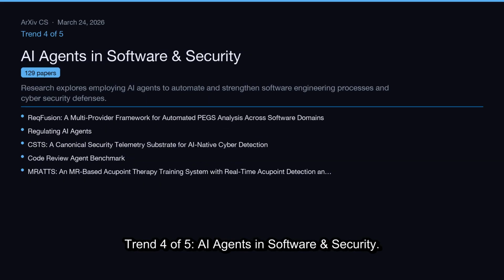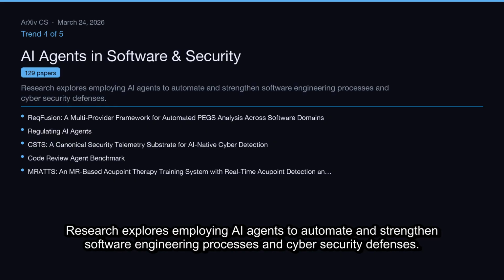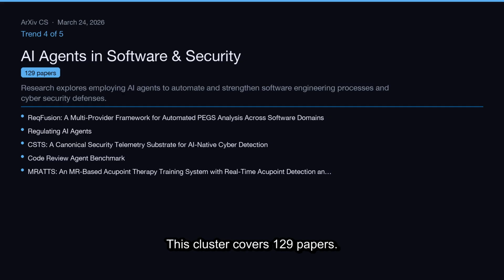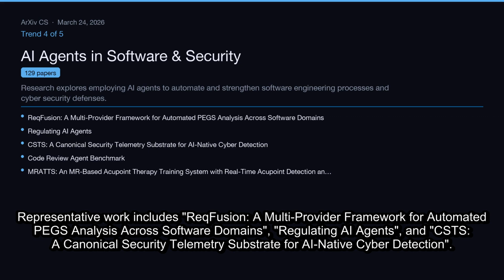Trend 4 of 5, AI agents and software and security. Research explores employing AI agents to automate and strengthen software engineering processes and cybersecurity defenses. This cluster covers 129 papers. Representative work includes REQ Fusion, a multi-provider framework for automated PEGs analysis across software domains, regulating AI agents, and CSDS, a canonical security telemetry substrate for AI-native cyber detection.